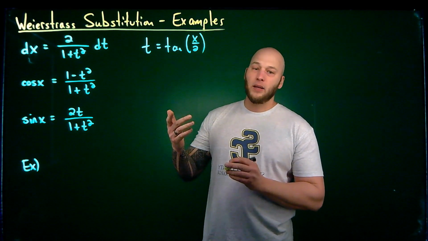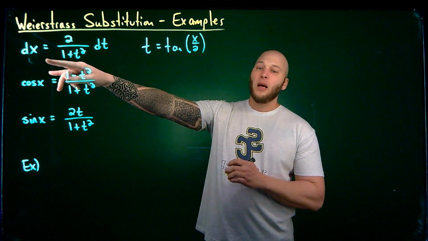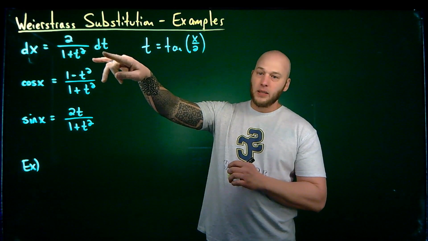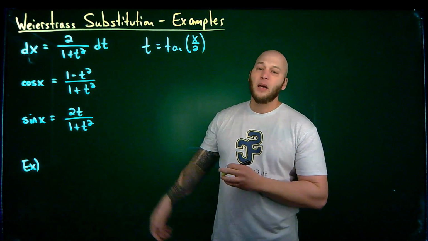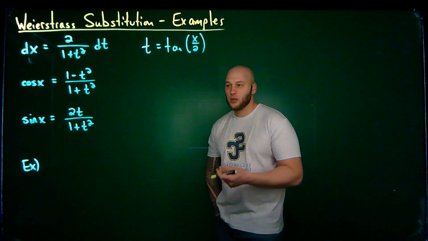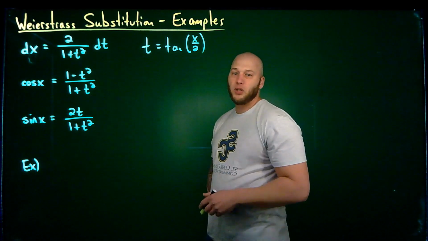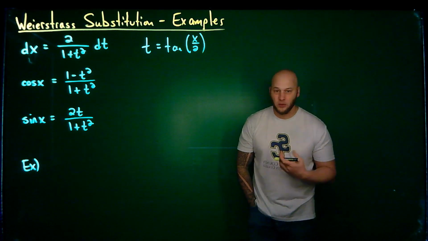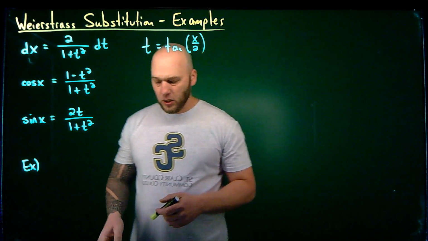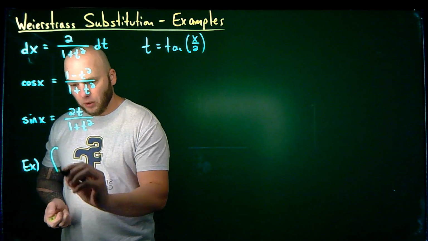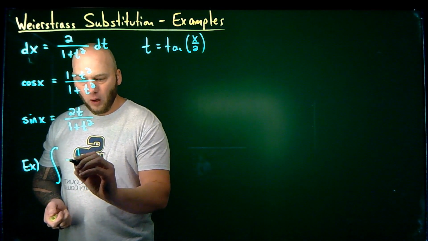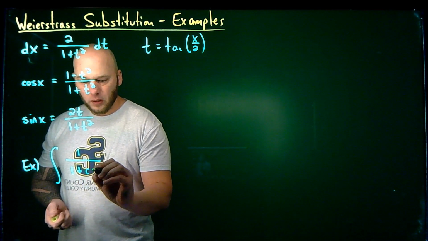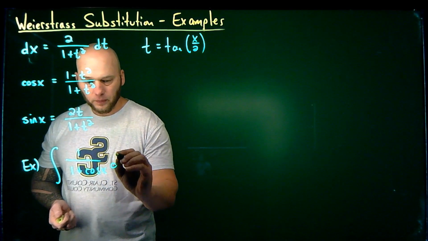From that, what I did is I showed you how dx is related to dt, how cosine and sine are related to the variable t, and of course all the other remaining trig functions are just ratios of these. Now let's go ahead and do some examples of integrations. Let me start with looking at the integral of 1 over 1 plus cosine.